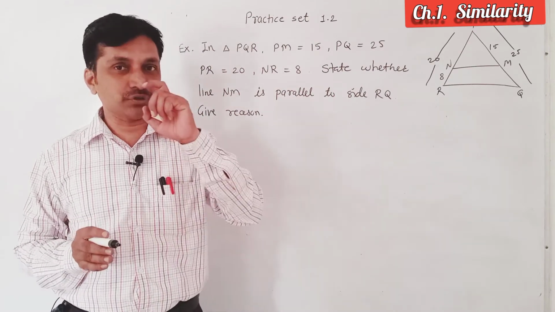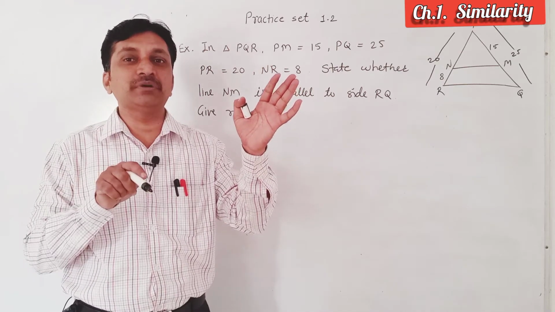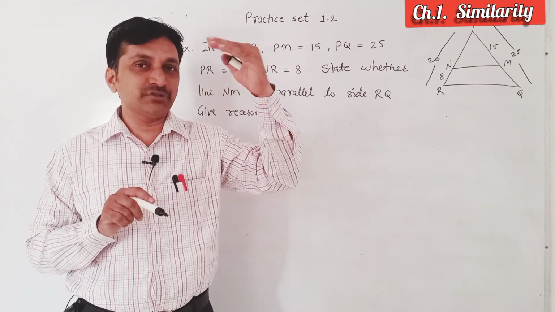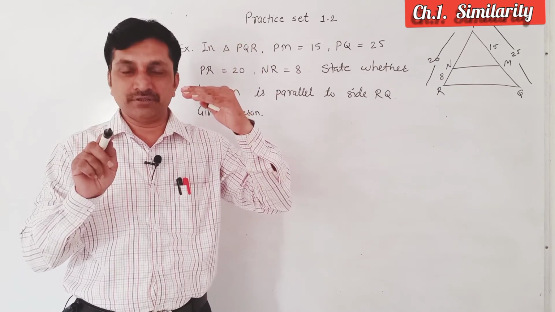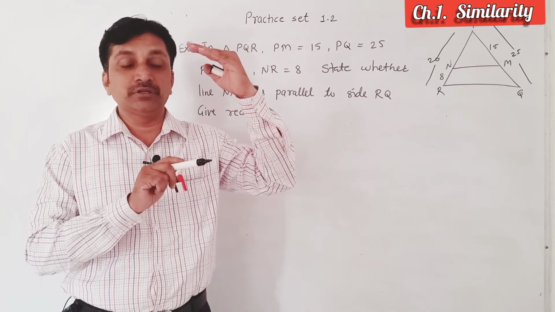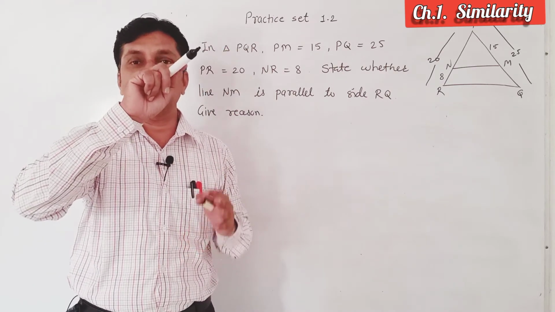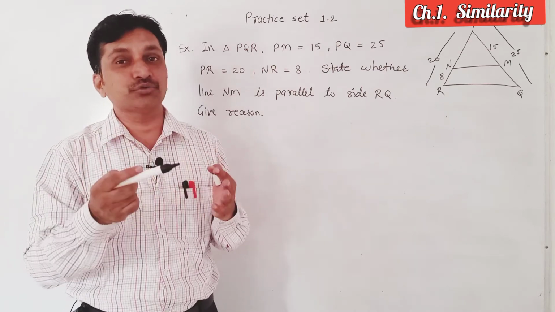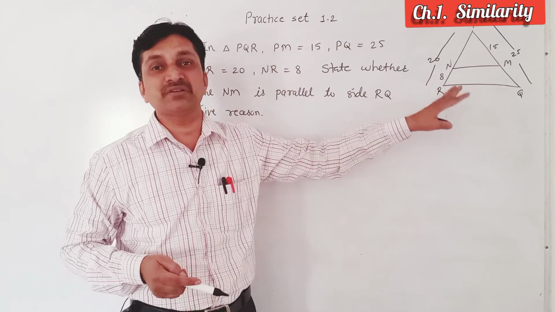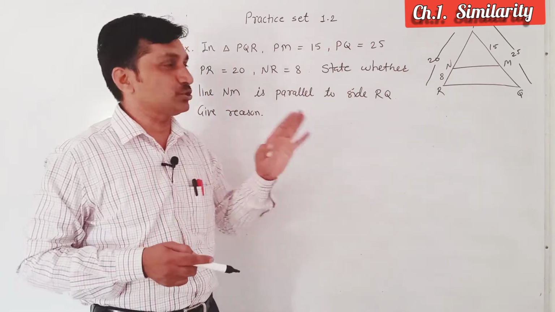First we have to show the ratios equal, and then we will say by the converse of BPT the line is parallel. If the line is given parallel, then the ratios are equal, that is BPT. If the ratios are equal, then the line is parallel to the side, that is by the converse of BPT. Here we have to show the line parallel to a side, so it is based on the converse of BPT. For that we have to show ratios equal.